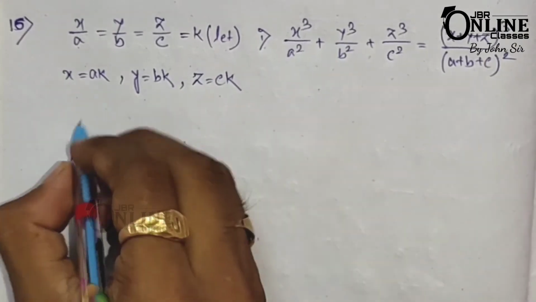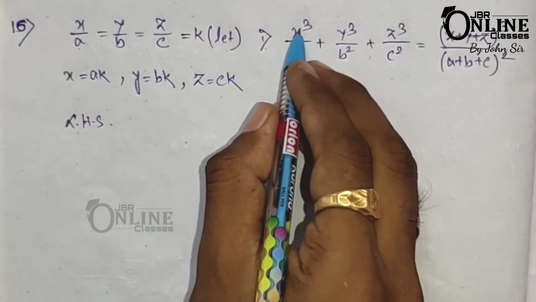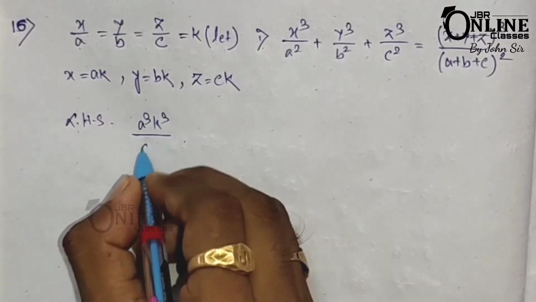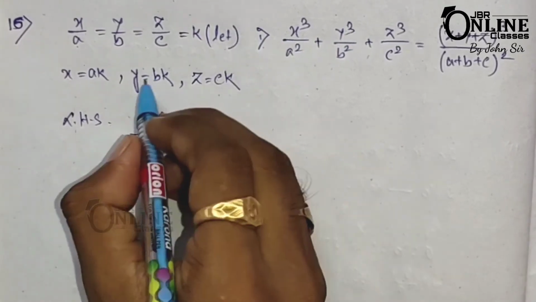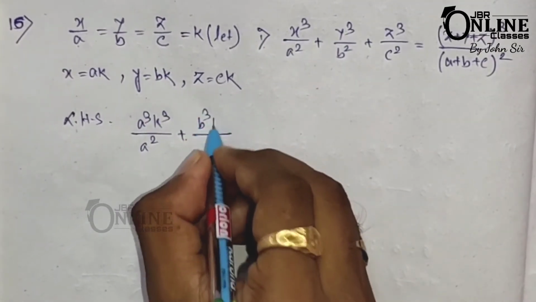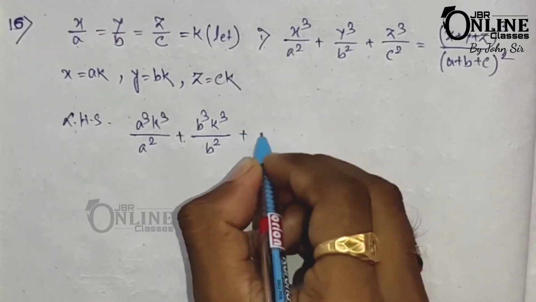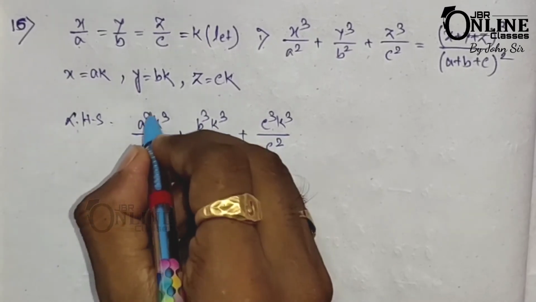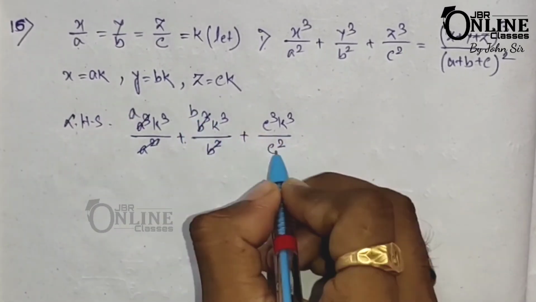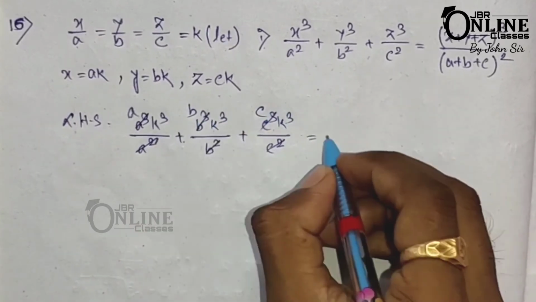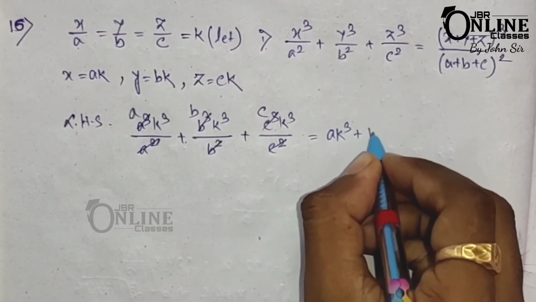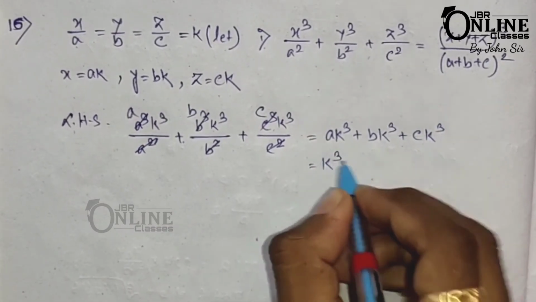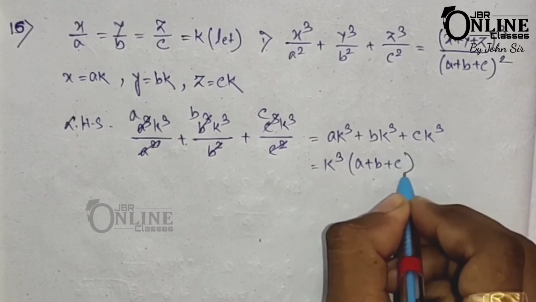Now from the left hand side, write down x cube by a square. Now x cube means a cube k cube, so write down a cube k cube by a square. Then y cube means b cube k cube, so b cube k cube by b square, and z cube means c cube k cube by c square. So a square cancels, it will be a, b square cancels, it will be b, and c square cancels, it will be c. So finally a k cube plus b k cube plus c k cube. If k cube is common, then it will be a plus b plus c.